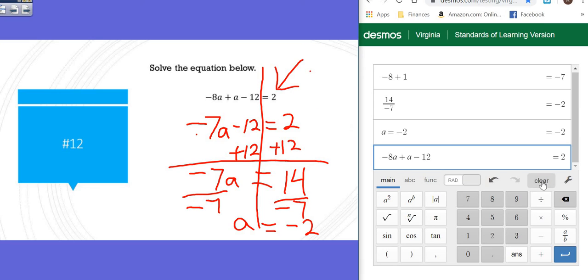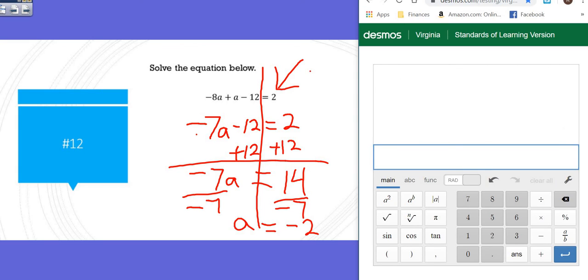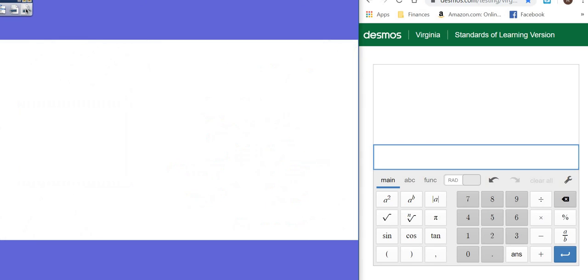Always use your calculator to your advantage. There is no shame in that. It is a tool, and the better we are at using tools, the better off we're going to be.